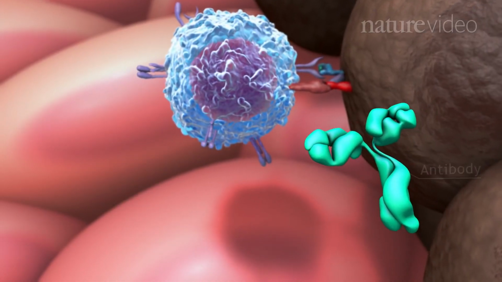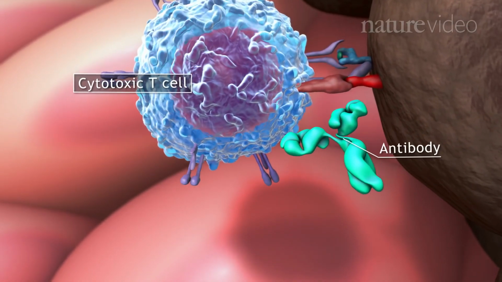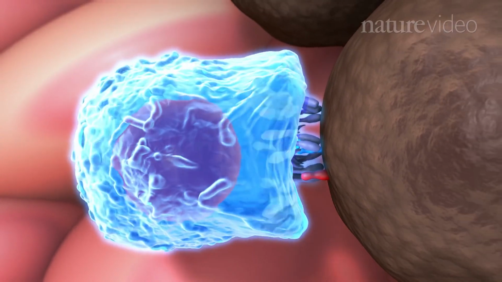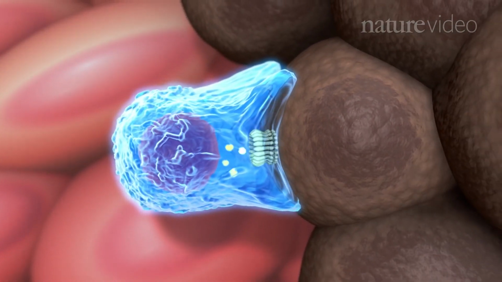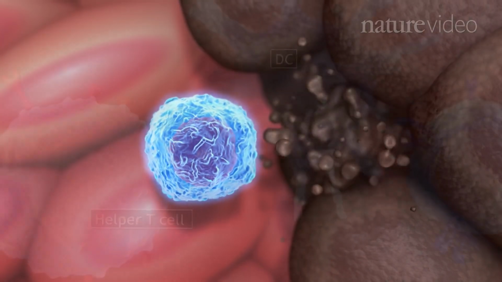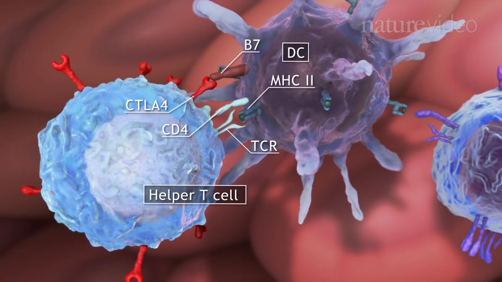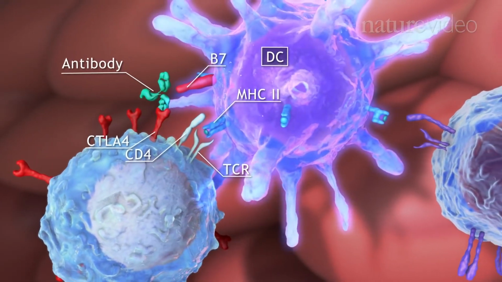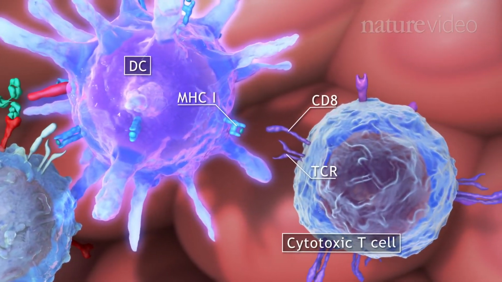An alternative approach is to target the immune checkpoints. For instance, antibodies that bind to PD-1 stop this molecule from switching off cytotoxic T cells. Another immune checkpoint being targeted is CTLA-4. Blocking this molecule helps DCs to drive anti-tumor T cell responses.